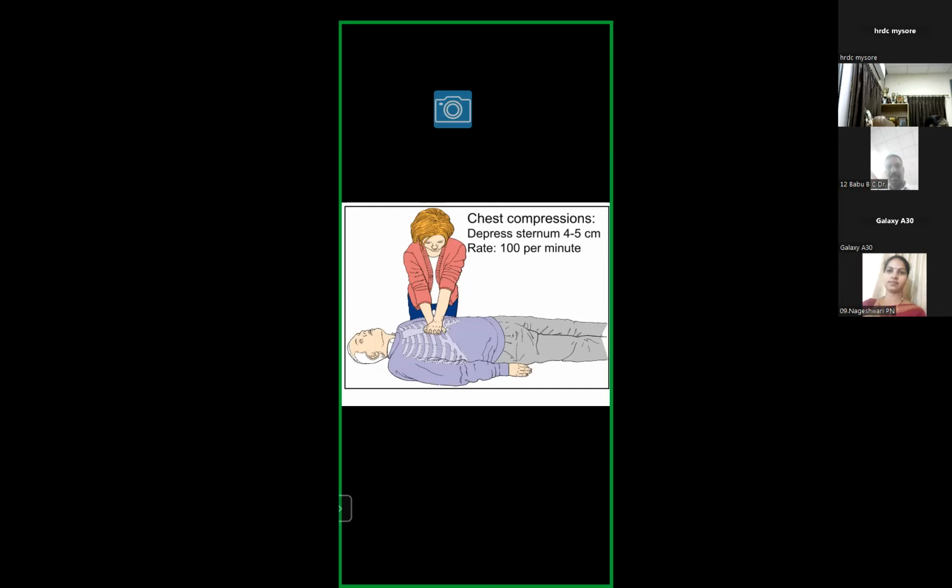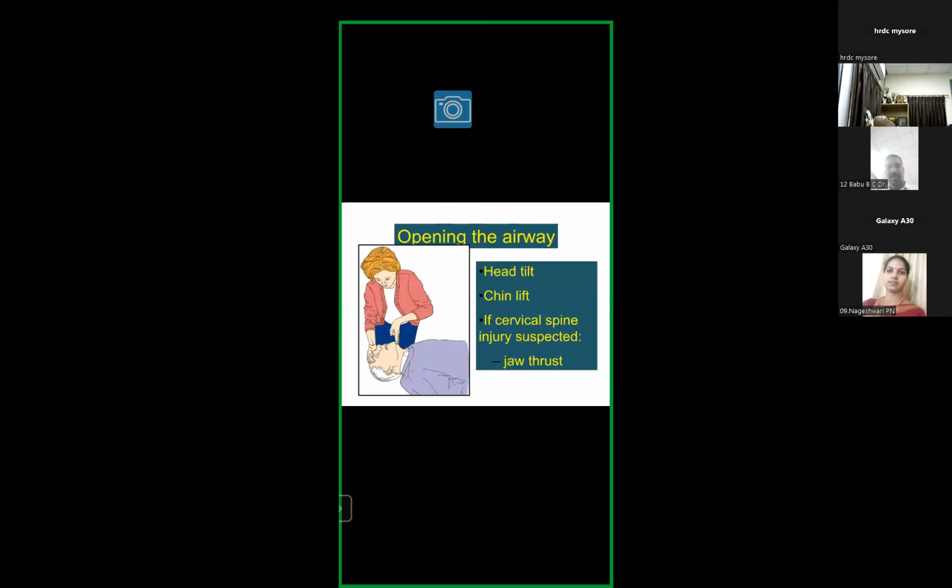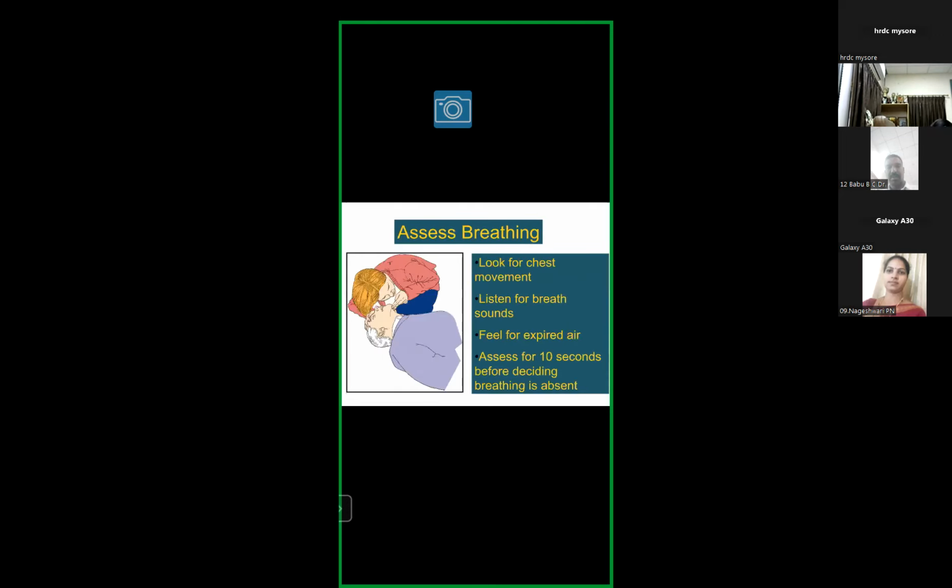But if the heart stops working beyond 7 to 8 minutes, there will be irreversible damage to the brain, and it cannot be recovered, it cannot be repaired, or the person cannot be alive. So then we open the airway, and once we open the airway, we check for the breathing, and this is how we check for the breathing, not by using a finger.